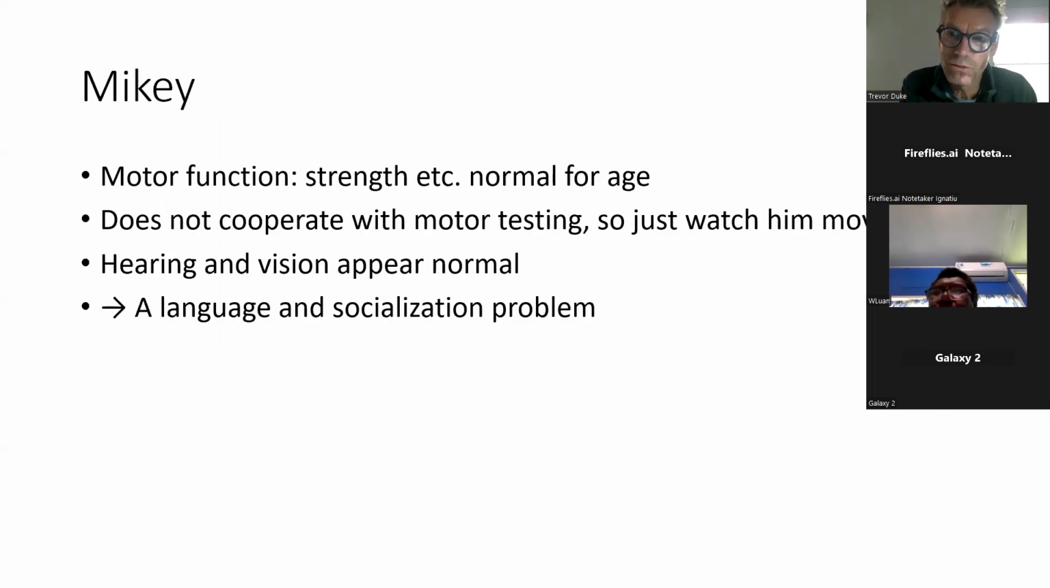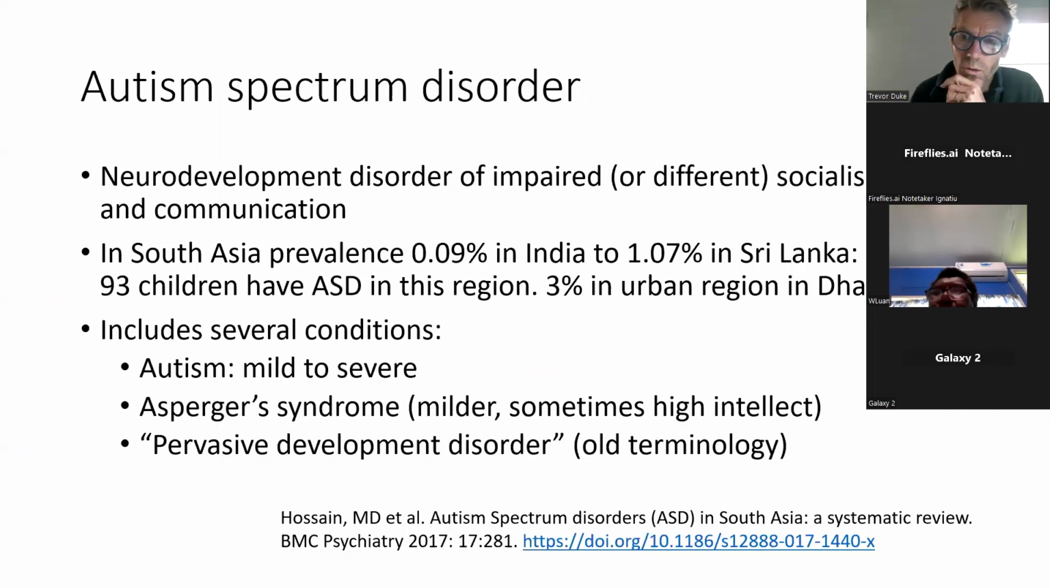So in summary, his motor function and his strength were all normal for age. He didn't cooperate with the motor testing, but you just had to watch him move. His hearing and vision appeared normal, but as I said, it was a language and socialization problem. And autism spectrum disorder, that's one name for it, is a neurodevelopmental problem of socialization and communication. And it was a surprise to me to see how common it is.